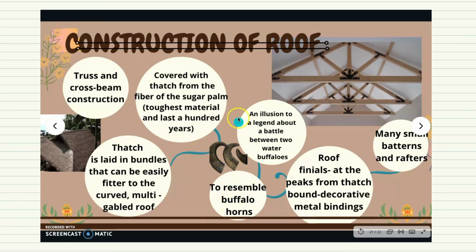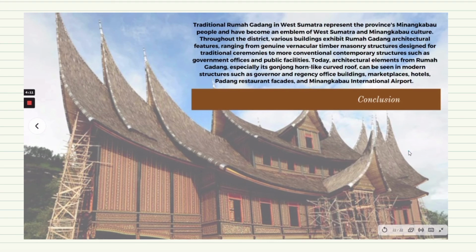It is also an allusion to a legend about a battle between two water buffaloes. It also has many small buildings.